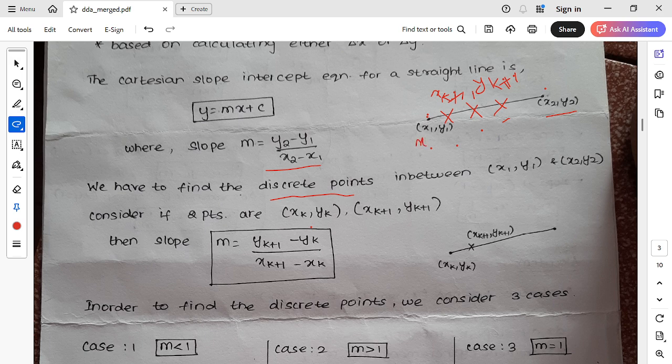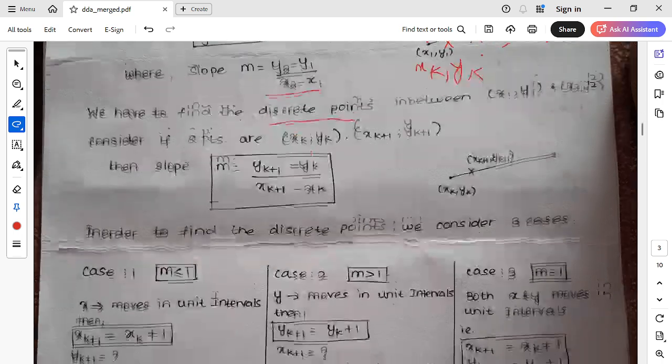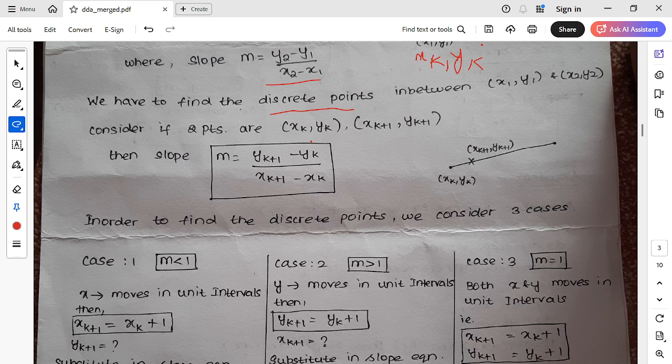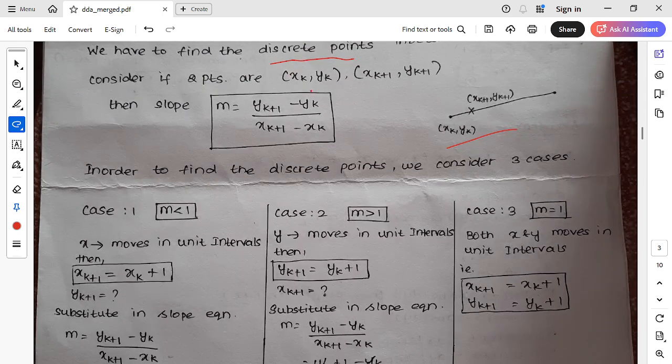So this is my starting point, xk comma yk. Consider the starting point to be xk comma yk, and the discrete point, that is the next point, to be xk plus 1 comma yk plus 1. In order to find the discrete points, we consider three cases. Case 1 is if my slope is less than 1. So if my slope is less than 1, how am I going to find the next discrete point? The x value moves in unit intervals, that is, xk plus 1 is going to be xk plus 1.